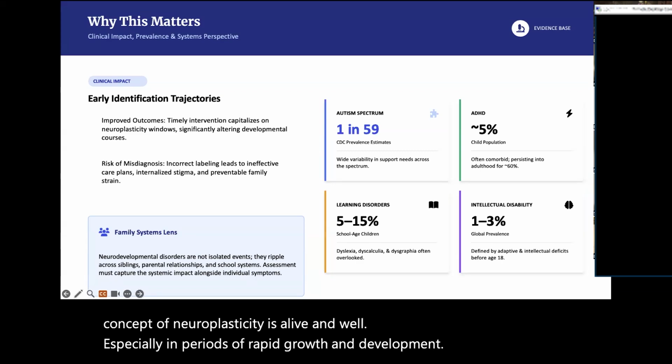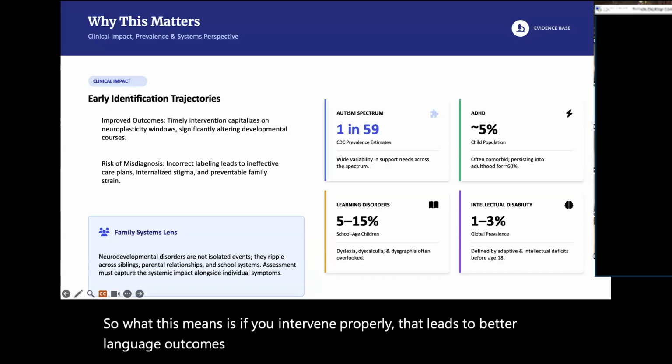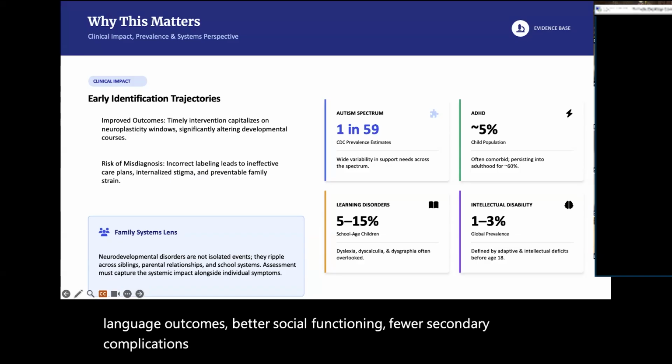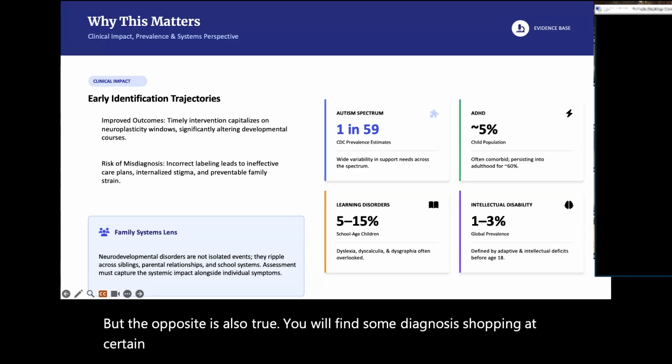What this means is if you intervene properly, that leads to better language outcomes, better social functioning, and fewer secondary complications like anxiety or eventually school refusal. But the opposite is also true. You will find some diagnosis shopping at certain times of the year.